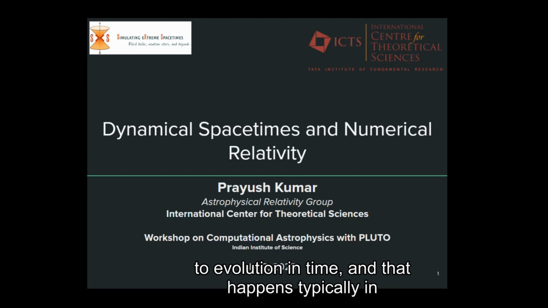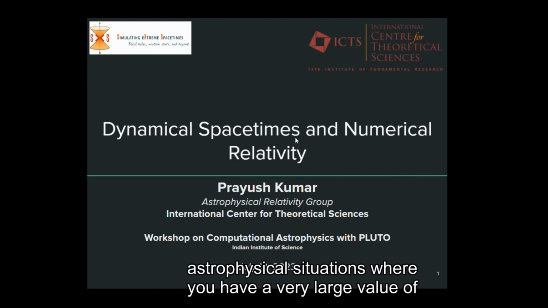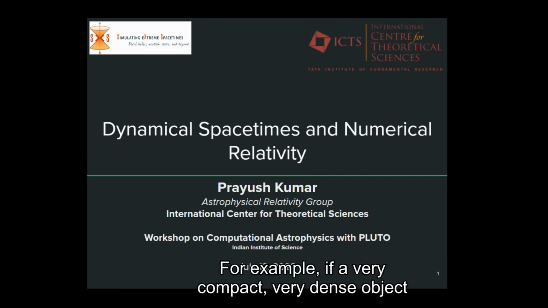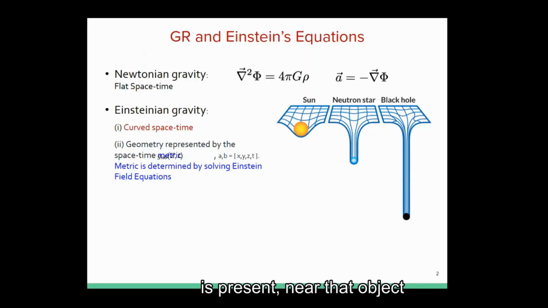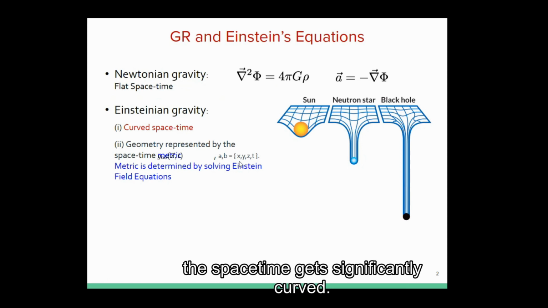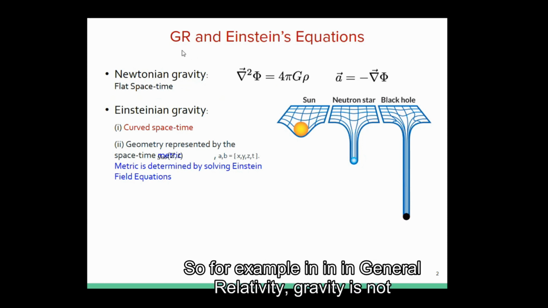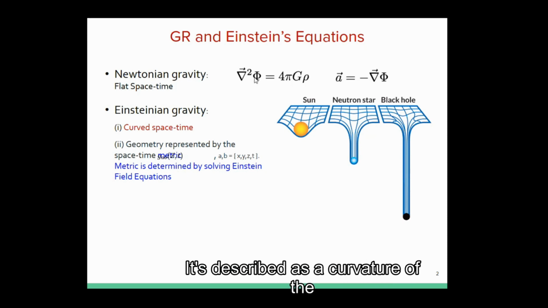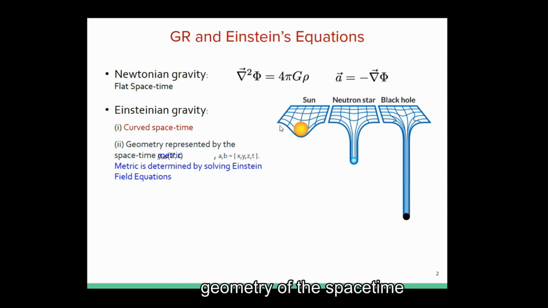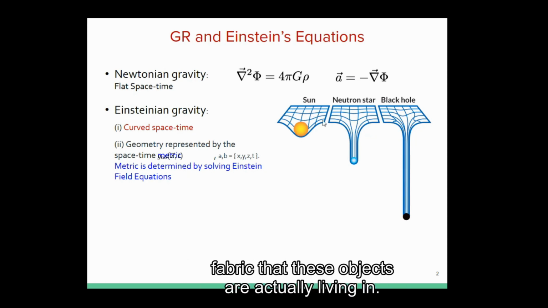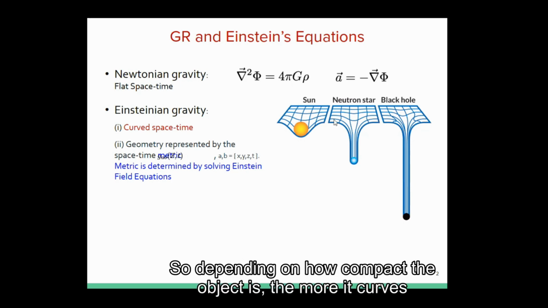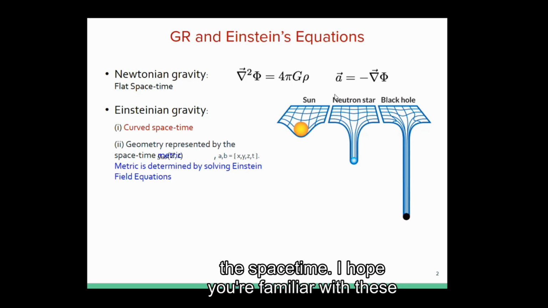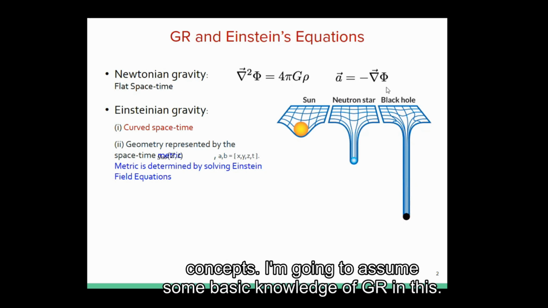That happens typically in astrophysical situations where you have a very large value of mass over radius. Basically, a very compact, very dense object is present. Near that object, the spacetime gets significantly curved. For example, in general relativity, gravity is not described as a force coming from a potential. It's described as a curvature of the geometry of the spacetime fabric that these objects are living in. So depending on how compact the object is, the more it curves the spacetime. I hope you're familiar with this concept. I'm going to assume some basic knowledge of GR in this.